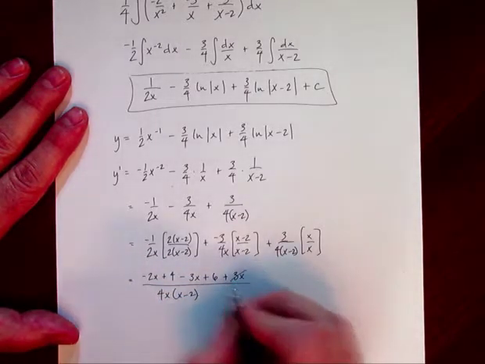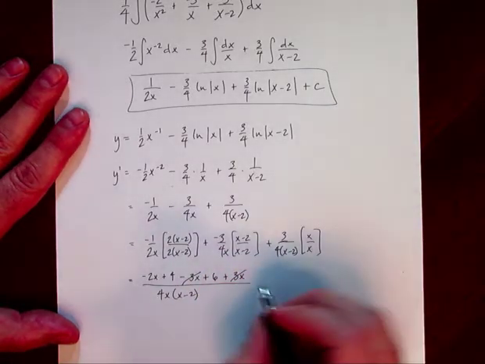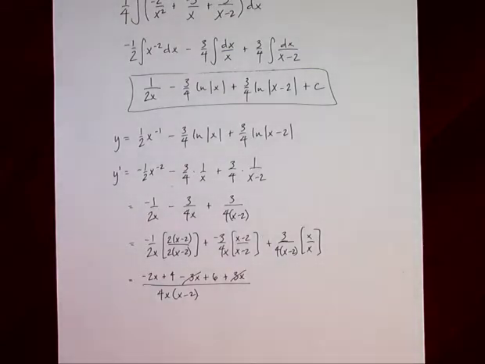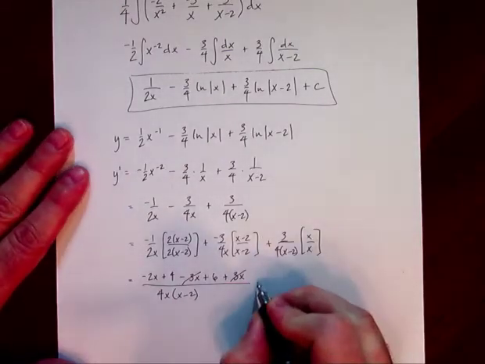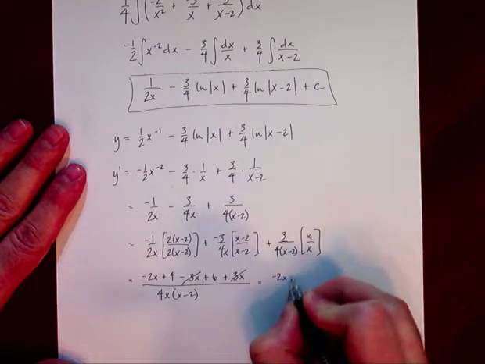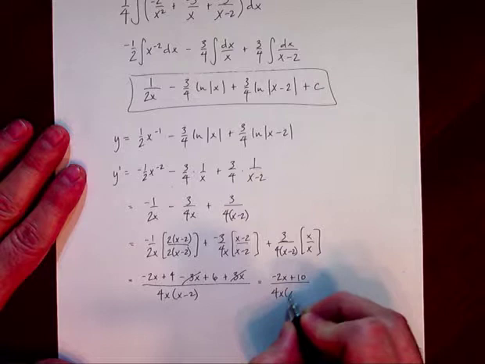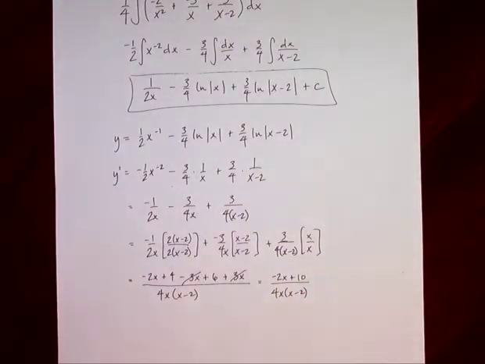Well, this cancels with that, and I'm left with negative 2x plus 10. All of that over 4x, x minus 2. Now the original form of the function was x squared over x minus 2. And so, gosh, I probably messed up somewhere around here. Where did I mess up?